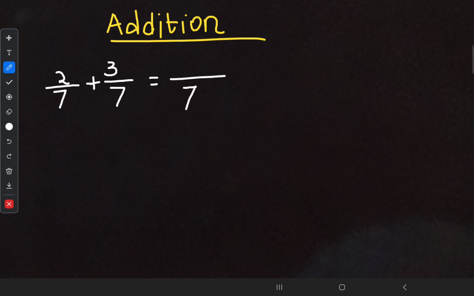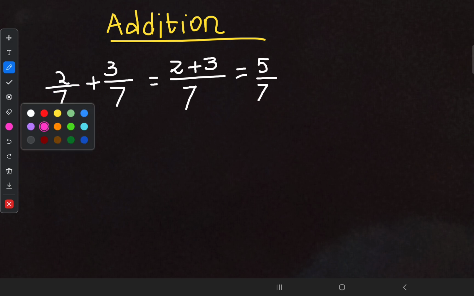Then you should add your numerators. In the numerators, we have 2 and 3. When you add 2 and 3, that will become 5 upon 7. Here the thing you should understand clearly is, don't add the denominators. If the denominators are the same, we can add the fractions. For another example, let's see.